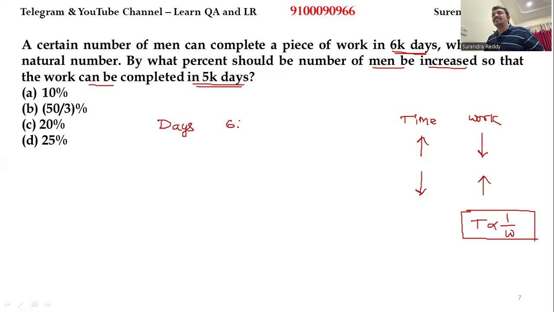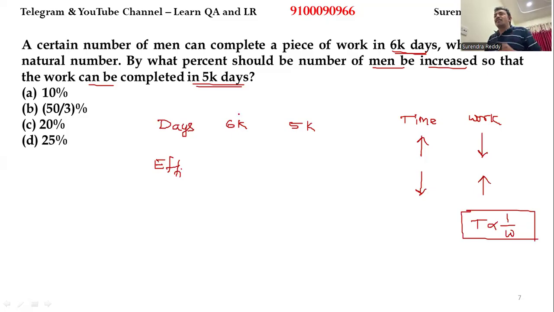So initially it is taking 6K days. Now it is taking 5K days. How do you think the days have decreased from 6K to 5K? By acquiring more people, so by increasing the number of people. So firstly, let's talk about days to efficiency. Efficiency is nothing but the workforce.